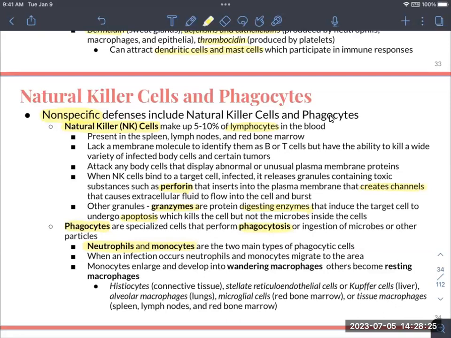When monocytes leave the bloodstream, they are known as macrophages. They start wandering through the cells. They are wandering macrophages. They can be resting macrophages. We have lots of different types of phagocytes around our system, or different macrophages, and they work to just engulf any kind of foreign invaders into our system.